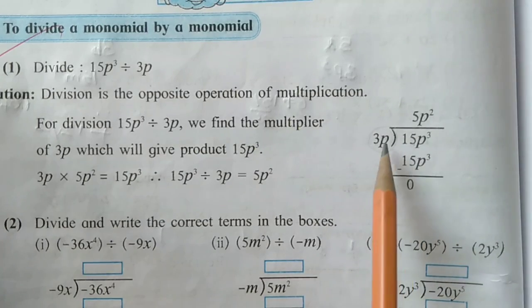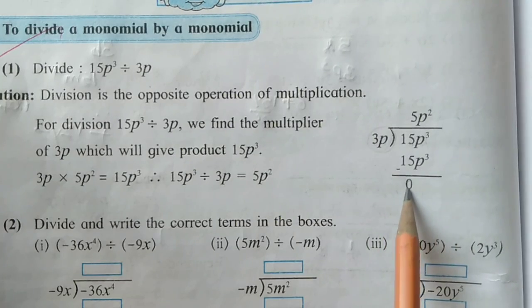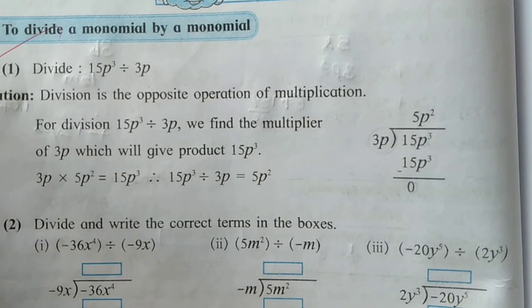So 3 5s are 15. P into p square is p cube. And take the subtraction here. So remainder is 0. Very simple.